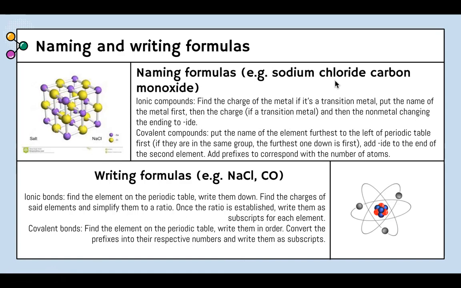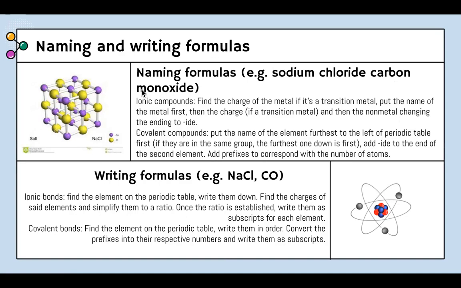And so with covalent bonds, you put the name of the element furthest to the left of the periodic table first. If they are in the same group, the furthest one down is put first. So with this example, that would be carbon. And then for the second element, you add ide to the end of it, carbon monoxide.